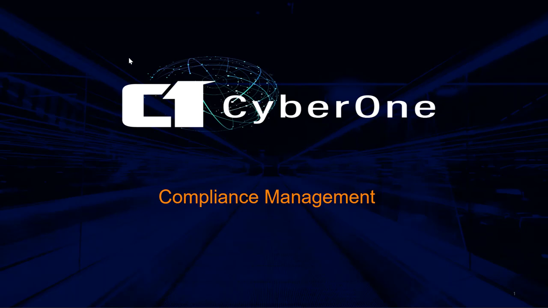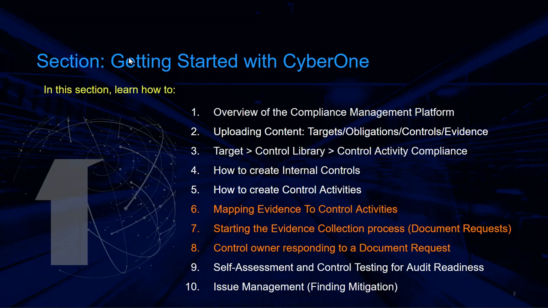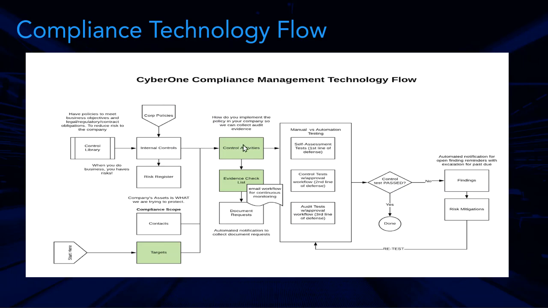Okay, so let's get started. Today we're in the compliance management training module, and we're going to be going through the workflow for collecting evidence for control activities and compliance testing. If we look at the workflow diagram for a second, once we've built our control activity, as we showed you in our previous training, what we're going to be showing you today is mapping the evidence checklist item to your control activity, sending out that document request, and collecting that evidence from the control owner. Okay, so let's get into our management platform.